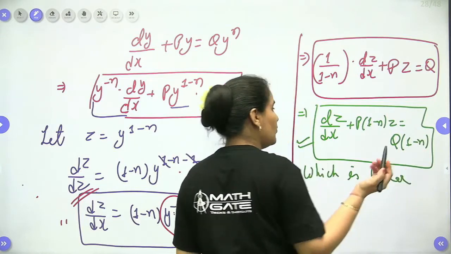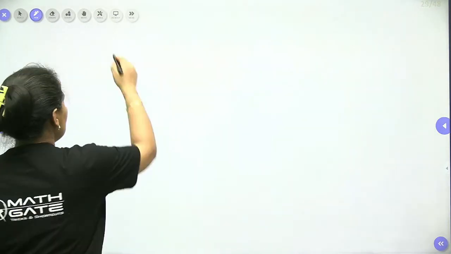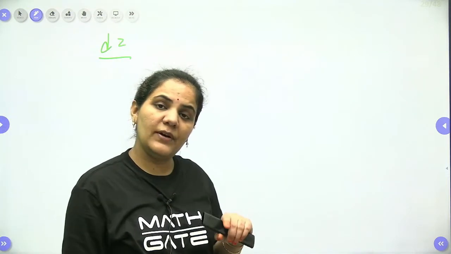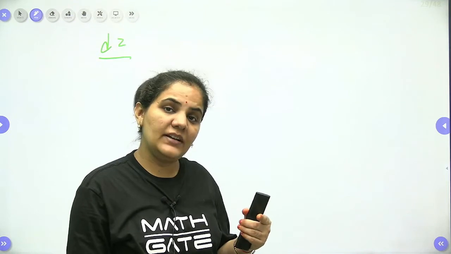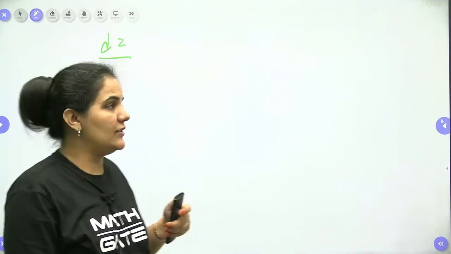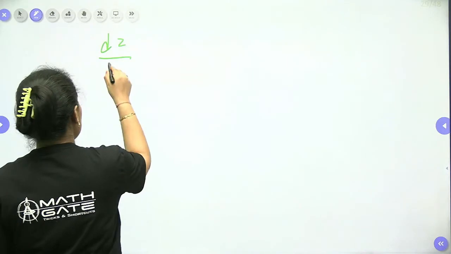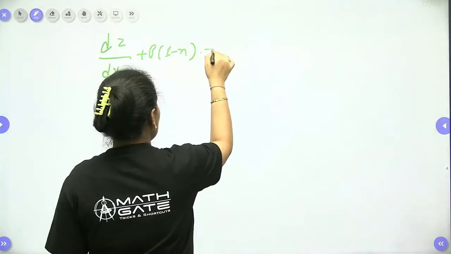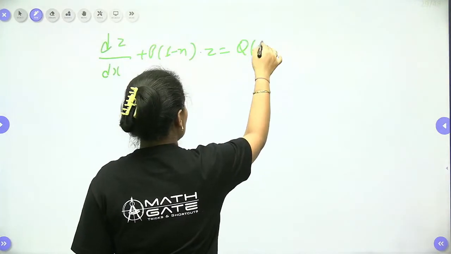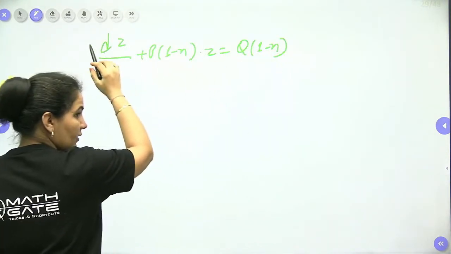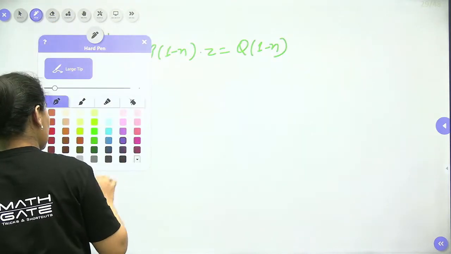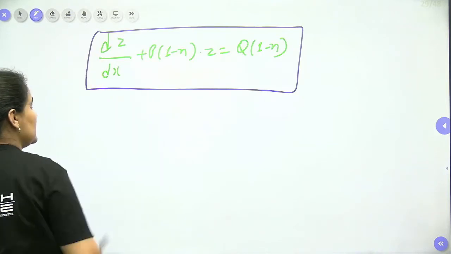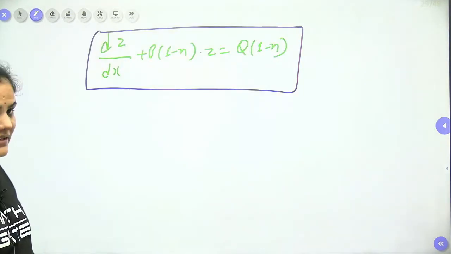Now if it is linear, how will we find the solution? In the linear differential equation, we know very well we find the solution in two steps. First of all, we have to find the integrating factor, then we go for the general solution. So it will be dz by dx plus p into 1 minus n into z is equal to q into 1 minus n. Yes, exactly, we have this. So let's approach it.